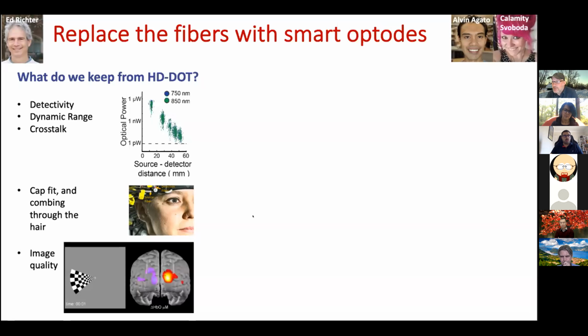And the idea was that we would replace the fiber tips with smart optodes. And in doing so, we wanted to keep some things from the fiber system. Most notably, we wanted the performance to stay the same: detectivity, dynamic range, crosstalk. And this might be more a point for discussion, but we also wanted to keep the cap fit procedure, which uses the fibers to come through the hair and get down to the scalp. And the thought was that if we could keep those features from the fiber system, we would be able to reclaim the image quality that we see with the fiber-based DOT systems.